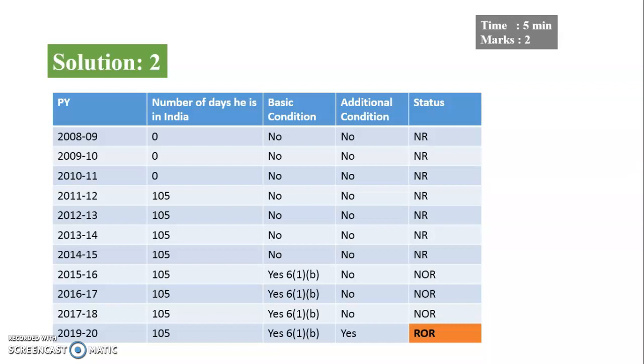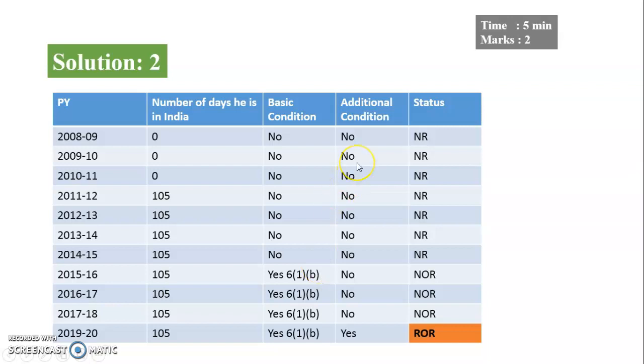I'll give a separate session in which I'll provide a quick review of all the amendments which happened in the residential status. But till that time, since it is greater than 70 also, as it is 105 days, rule 2 is applied. Rule 2 says that in the same financial year it should be greater than or equal to 60 days, and for the remaining 4 years it should be greater than or equal to 365 days. Till financial year 15-16, he was satisfying the basic condition, so he was a resident.